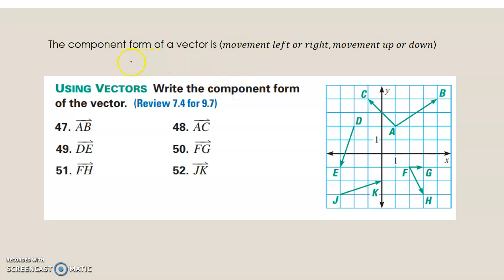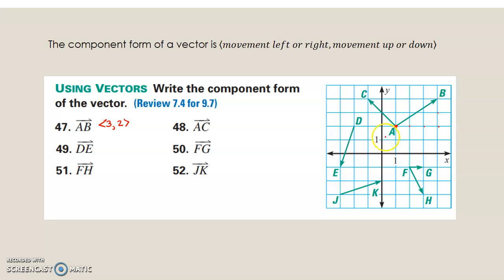All right, so right here, the component form of a vector, movement left or right and movement up or down, just like we had before. You've got A, B. So I'm going from A, 1, 2, 3. So my horizontal movement is 3. And then up 2, 1, 2, 2. There's the component form of that vector.